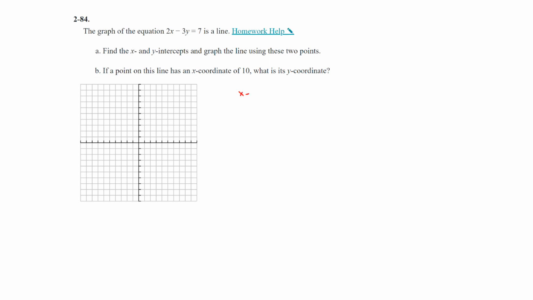So to find the x-intercept, we know that the y value is 0, so we can plug in 0 for y and solve for x. When we divide by 2, we get 3.5, so the x-intercept is 3.5, 0. So in between 0 and 4.